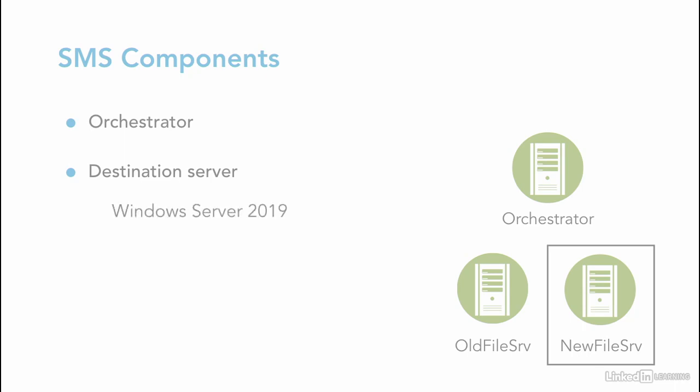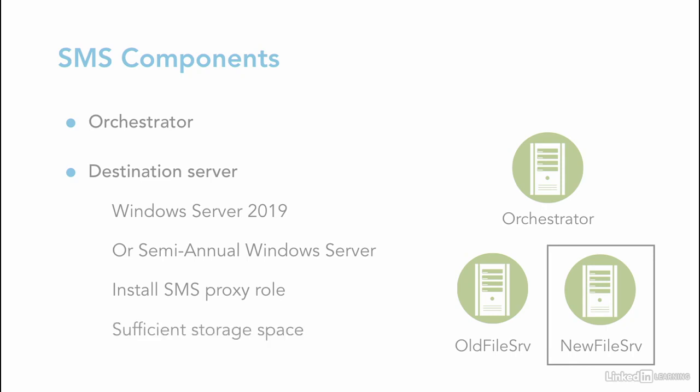It also needs to be Windows Server 2019 or an equivalent semi-annual release of Windows Server, and it needs to have at least the SMS proxy role installed. It doesn't need the actual SMS feature if it's not going to play the role of orchestrator as well, but it does need that SMS proxy role installed. And don't forget to plan for enough storage space to accept all of the files on the old file server and leave room for future growth.